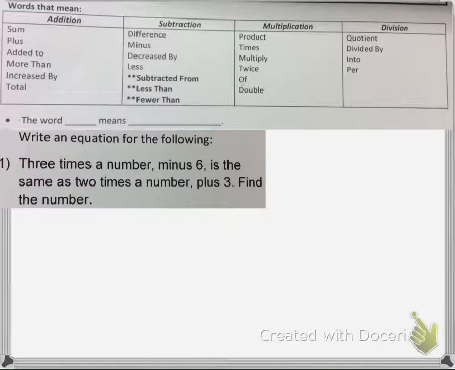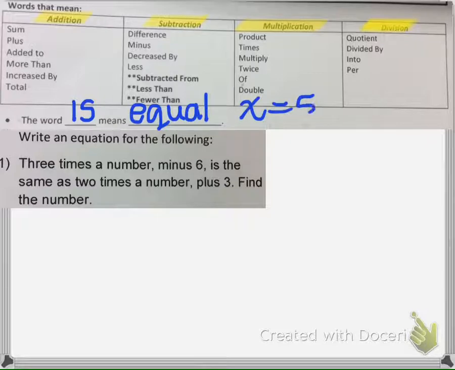So first thing, we have a chart here of common words that mean addition, subtraction, multiplication, and division. So go ahead and take a look, scan through them, make sure you're familiar with those words. Also, the word "is" in a mathematical statement means equal. Just like if I had x = 5, I could read this as x equals 5 as well as x is the same thing as 5. Okay, so let's take a look at the first example here.